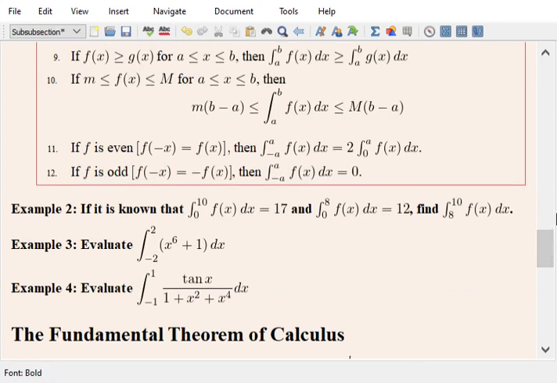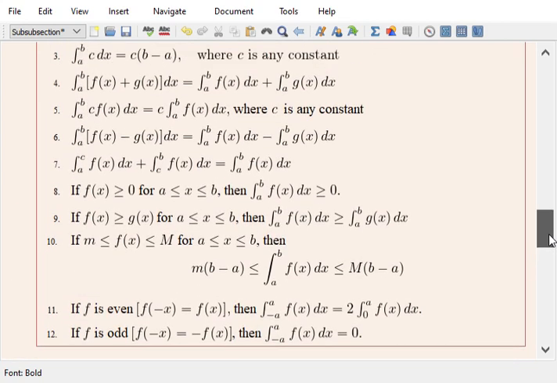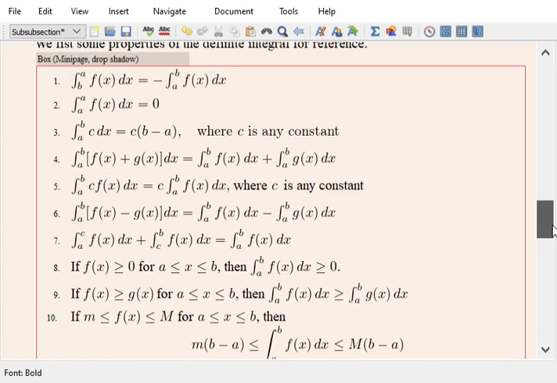So just as a quick example, using a couple of these properties, let's take a look at this one. We know that the integral from 0 to 10 is 17, and the integral from 0 to 8 is 12. What is the integral from 8 to 10? Well, that's going to use, which one is it? That's going to use property, no, not property 4.